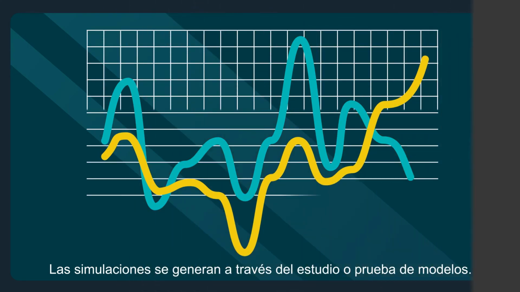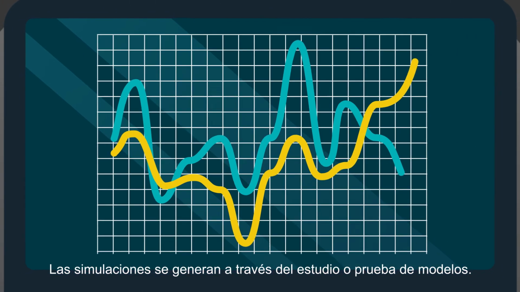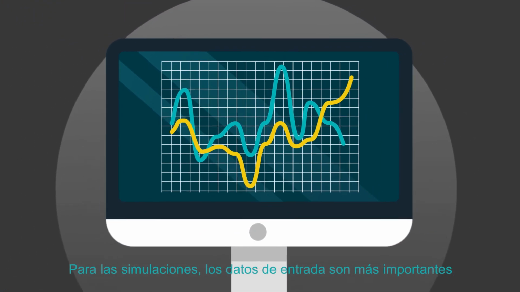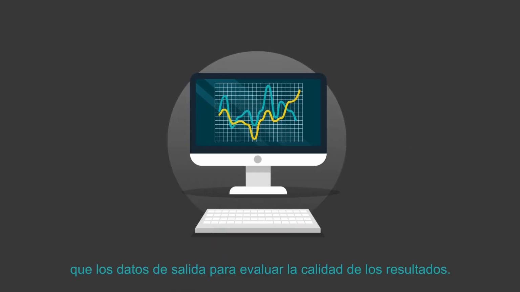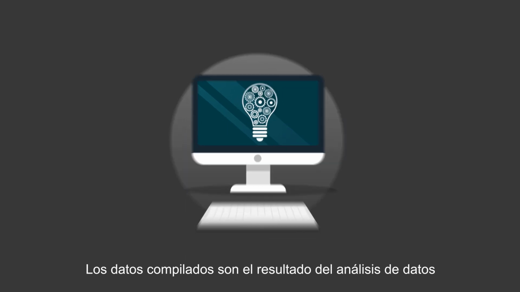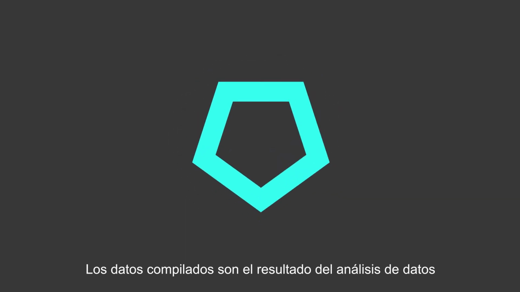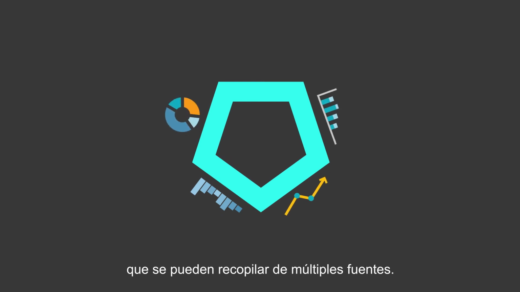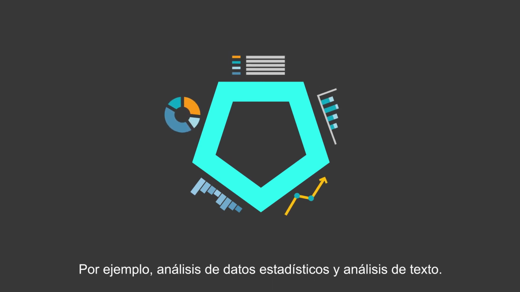Simulations are generated through studying or testing of models. For simulations, input data is more important than output data for the quality of results. For example, engineering, economic, and climate models. Compiled data is the result of data analysis that can be collected from multiple sources. For example, statistical data analysis and text analysis.